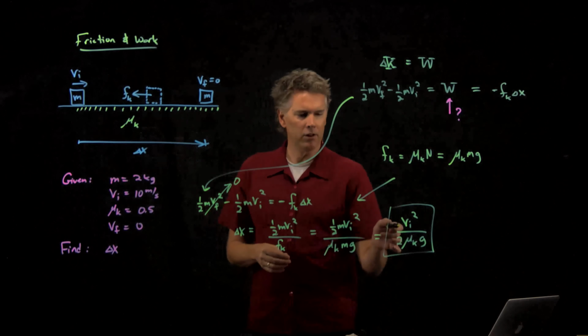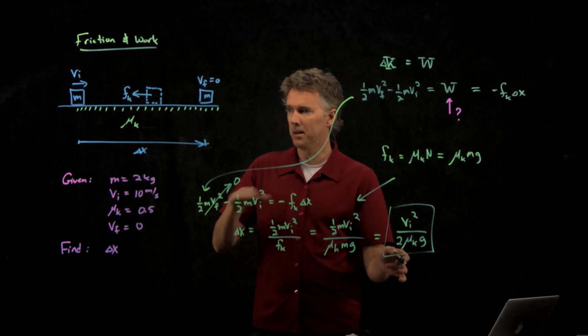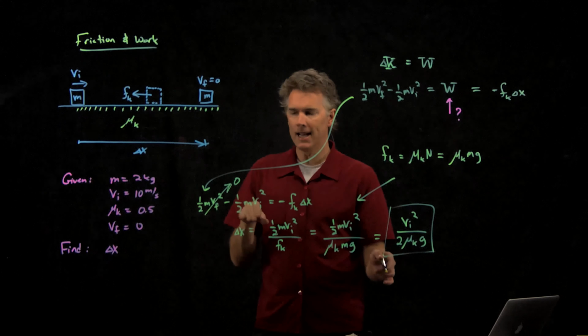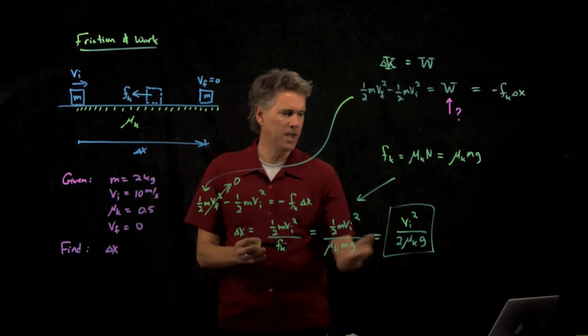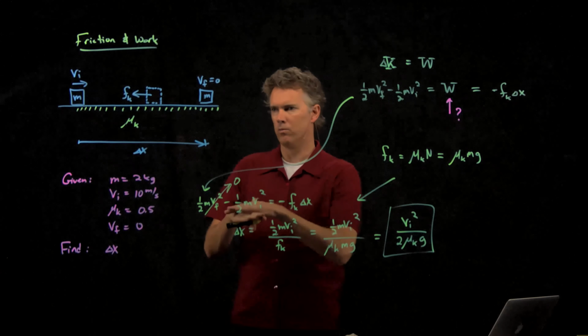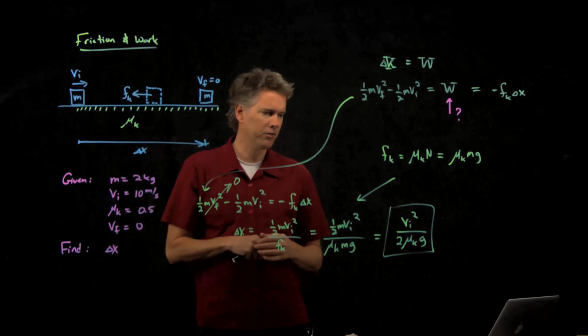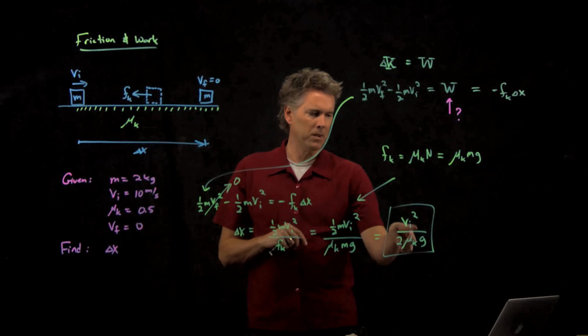If I make the surface really slippery, like ice, then mu k goes down. Since it's in the denominator, that makes delta x go up. That also makes sense, right? If mu k gets really big, like rubber on concrete, this thing isn't going to slide as far. So those things make sense.